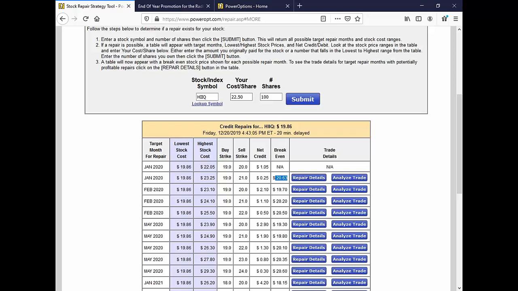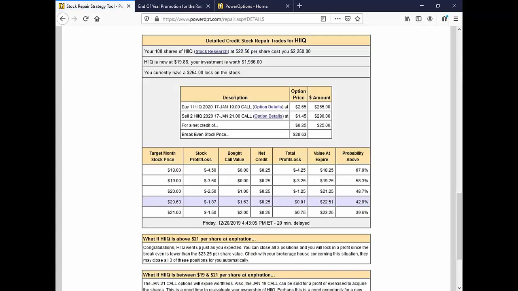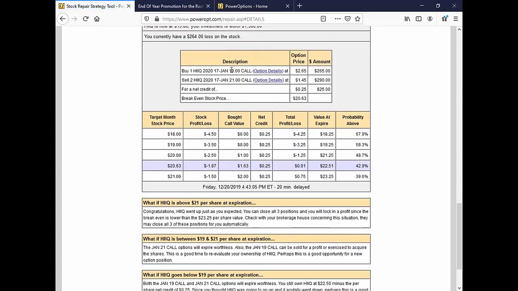Well, how does that work? I got a 25-cent net credit, so my cost is still $22.25. How's my break-even $20.63? Because effectively what this creates for you is a bull call debit spread that you're paid to own for 25 cents. So I'm buying one call at 19, and I'm selling two calls at 21. Now normally that would be a ratio spread, and one of these two would be naked. I'd have a naked call, which carries infinite risk. But I own the stock, so what I really have is a bull call debit spread combined with a covered call.